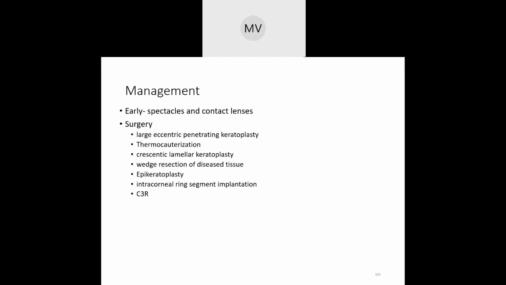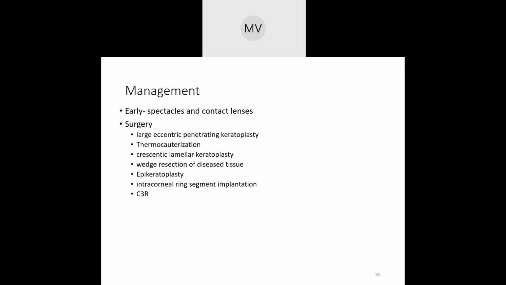And the management will be early spectacles and contact lenses, which can be prescribed if the astigmatism is low. Surgery includes large eccentric penetrating keratoplasty, thermocauterization to increase the rigidity of the cornea so that there won't be any rupture, and crescentic lamellar keratoplasty can also be done.